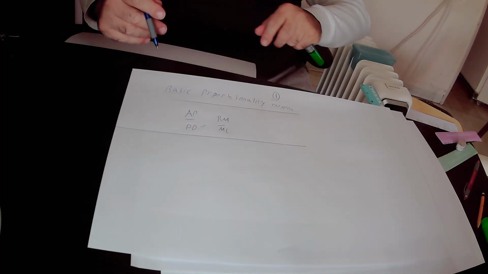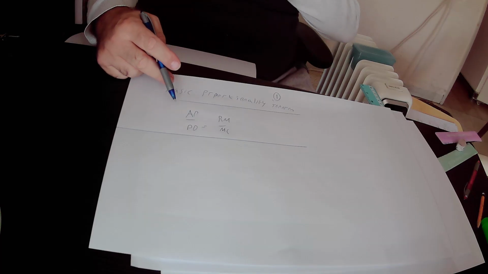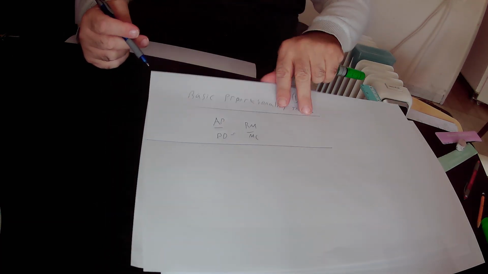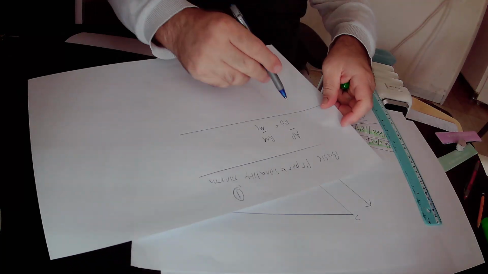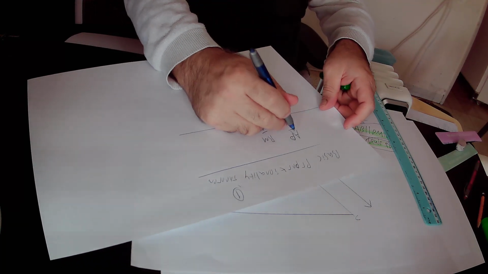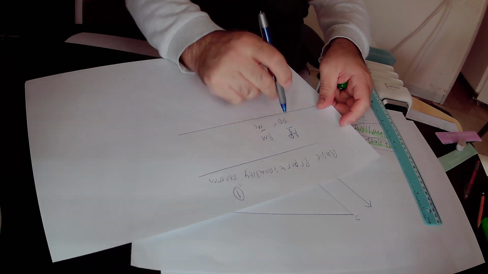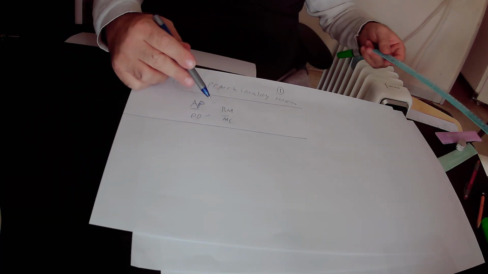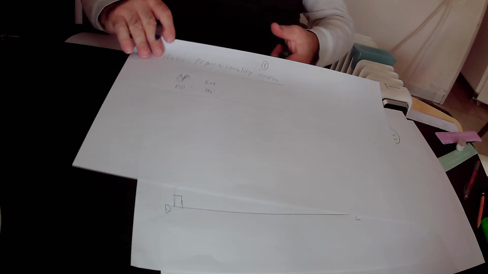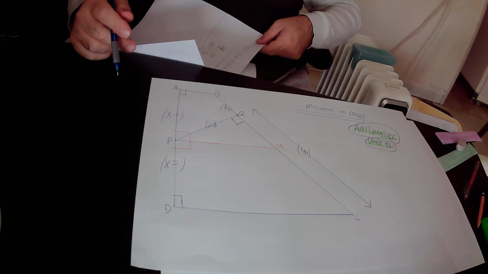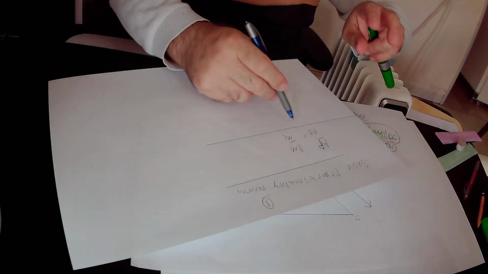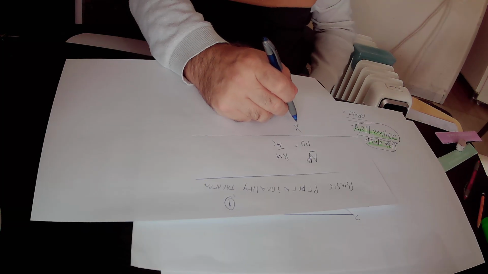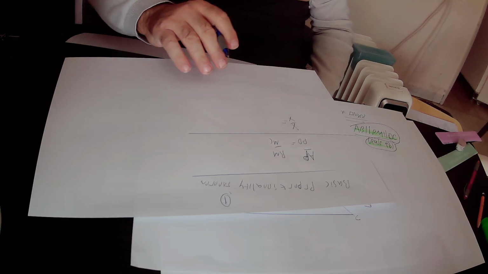The relationship is AD, AP, AP over PD equals BM over MC. AP is x, PD is also x, so AP over PD is x over x, and it equals BM over MC.